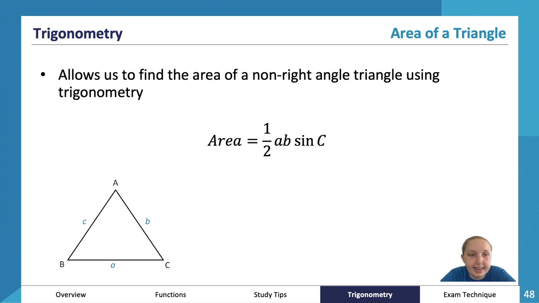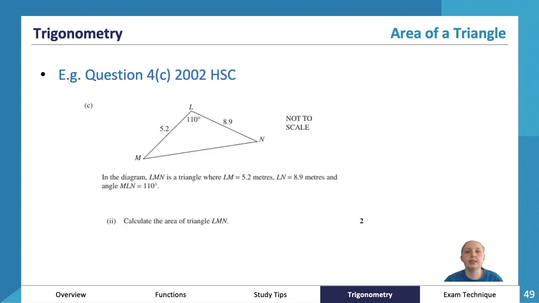So it's pretty easy. So we'll just have a look at a quick example question from the 2002 HSC. So I'll give you just a minute to have a look at this one. So in the diagram, LMN is a triangle where LM equals 5.2 meters, LN equals 8.9 meters, and angle MLN is 110. And so for 2 marks, calculate the area of the triangle LMN.